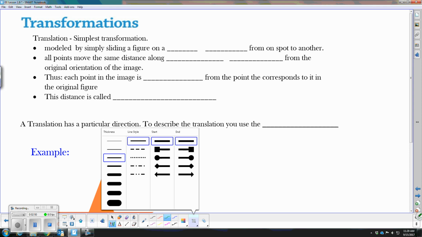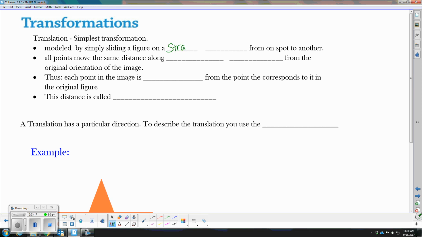So the first type of transformation that we're going to look at is the simplest type, and it's called a translation. You can think of a translation as sliding an image across a piece of paper. If you're sliding it, you're keeping the orientation of the image, but you're sliding the figure on a straight path from one spot to another.